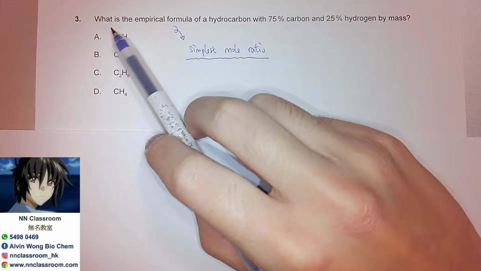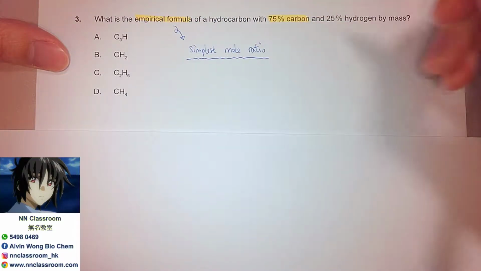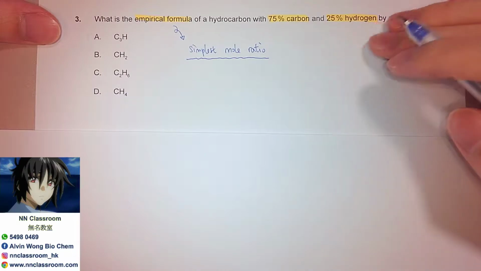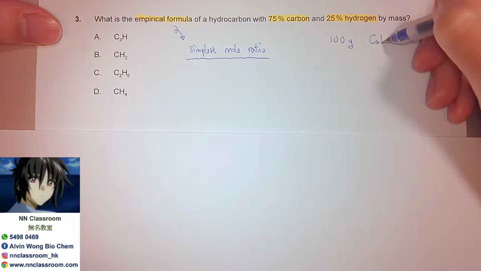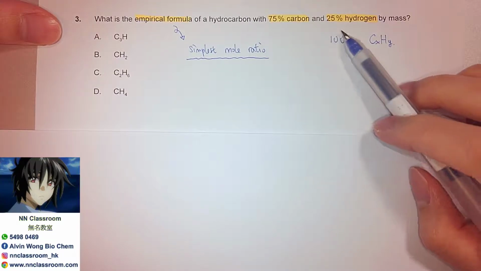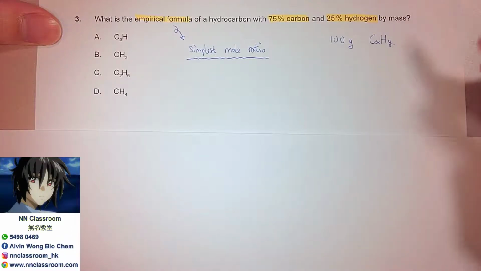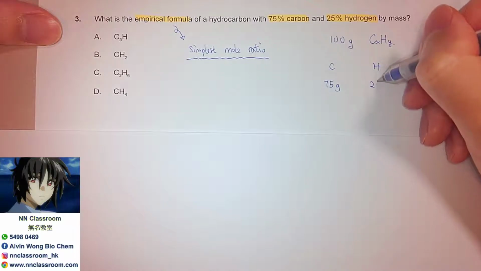Let's see. They're asking, what is the empirical formula of a hydrocarbon, given that 75% is carbon and 25% is hydrogen by mass? I think this is not a difficult one. The easier way to handle it is by assuming we have 100 grams of this hydrocarbon, CxHy. Then according to the percentages, 75% of this 100 grams will be carbon and 25% will be hydrogen. So I have carbon 75 grams and hydrogen 25 grams.